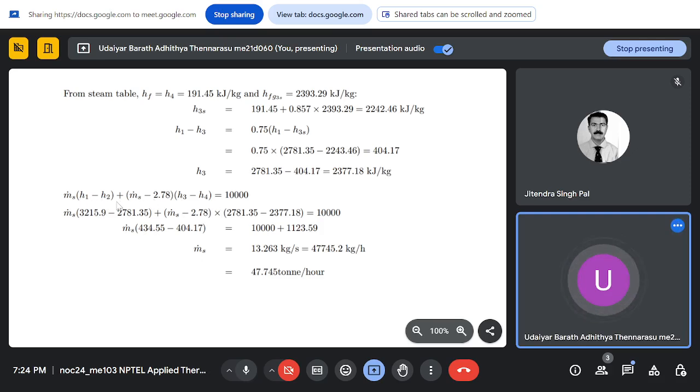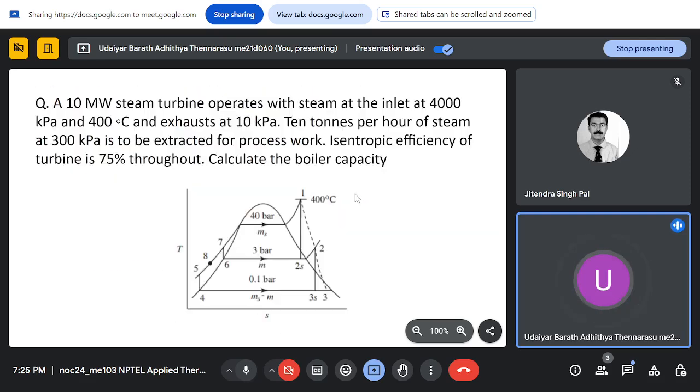So now we have estimated all the enthalpy values. So the only unknown here is the mass of steam, m dot s. So substituting it here and rearranging, it comes out to be 13.263 kg per second, or 47745.2 kg per hour, or 47.745 ton per hour. So this is the capacity of the boiler which is required, because the boiler has to supply this much steam for the plant to generate the 10 megawatt of power.